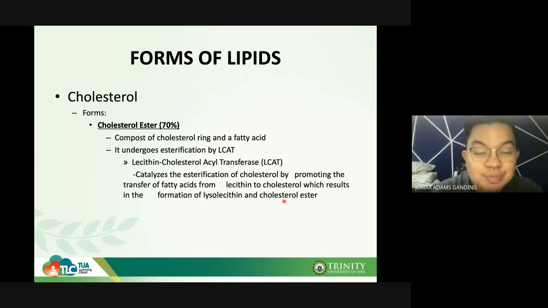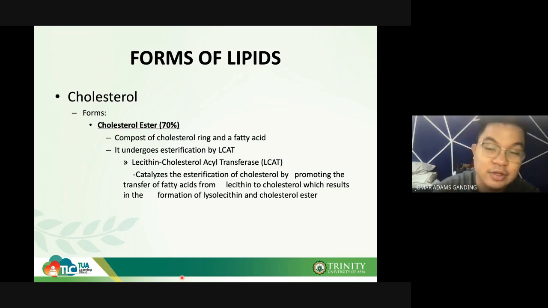Now, I want you to remember that your cholesterol esters, being a type of cholesterol with a fatty acid chain, remember your fatty acid kasi has a hydrophobic and hydrophilic part, are actually hydrophilic. Meaning to say they are polar. These are polar cholesterol, meaning water-loving, hydrophilic.